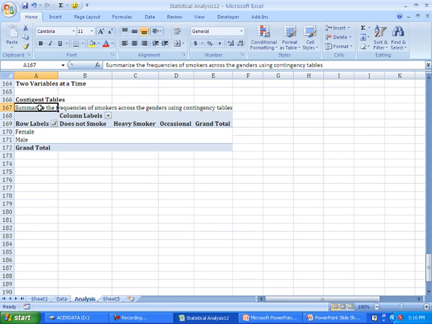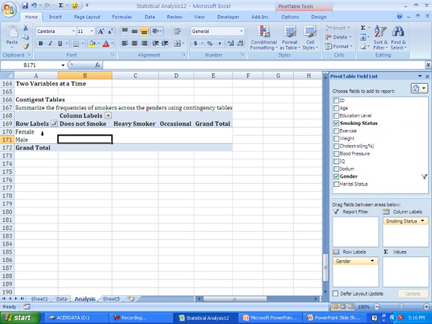So once I select it, I get something like this. The rows contain the gender, male and female. The columns contain the smoking statuses. Now I need the number of people who are falling into each of these categories. So any of the variables, let's say the ID variable itself, if I want, I can drag it onto the values.